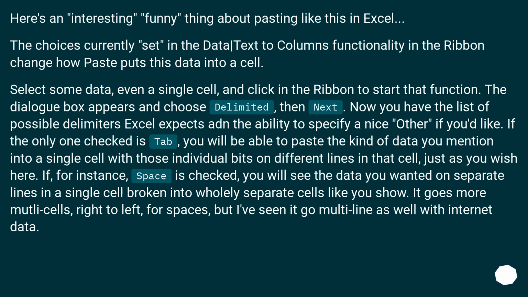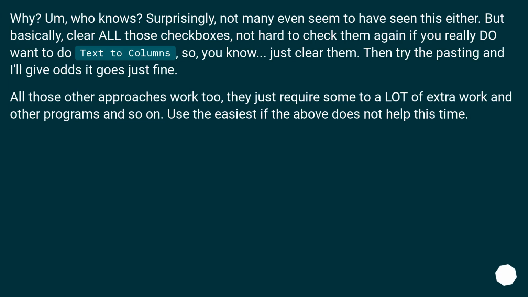If, for instance, Space is checked, you will see the data you wanted on separate lines in a single cell broken into wholly separate cells like you show. It goes multi-cell, right to left, for spaces, but I've seen it go multi-line as well with internet data. Why? Who knows? Surprisingly, not many even seem to have seen this either.